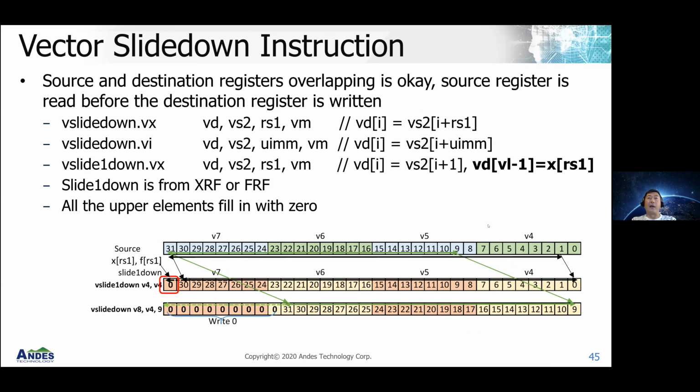For the slide down, you also have a slide down by one. It's similar to slide up by one, but now for the most significant element, you get the data from the scalar or from the floating point register, and then slide down by one. And slide down, again, you take the same value and you slide down. But the difference with the slide up is that all the upper elements have to be filled in with 0. So you have to write 0 into all the upper elements. So that's the difference between slide up and slide down.